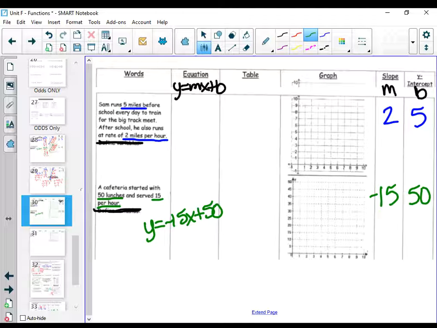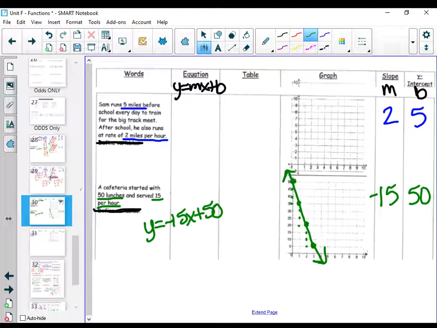On my graph, that means I'm going to plot a point at 50 on the y-axis. And I'm going to go down 15 and over 1. Notice that this axis, the y-axis, is counting by 5. So go down 5, 10, 15 over 1, plot a point. Down 5, 10, 15 over 1, plot a point. One more time, down 5, 10, 15 over 1, plot a point. I have 4 points. Draw a line through those 4 points.